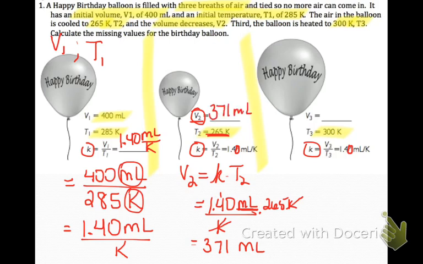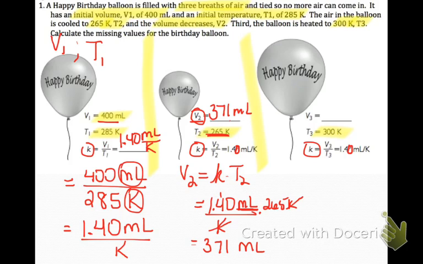So let's check to see if this makes sense. We decreased the temperature, so the volume should decrease. And in this case, it has happened. The temperature went down to 265. The volume changed from 400 milliliters to 371 milliliters. So that does make sense.